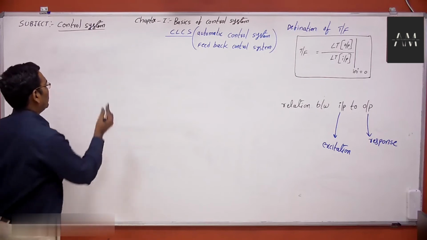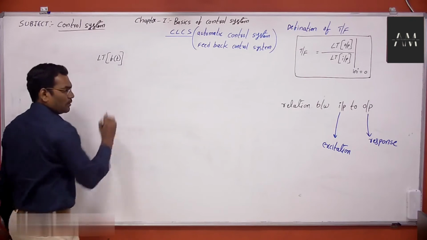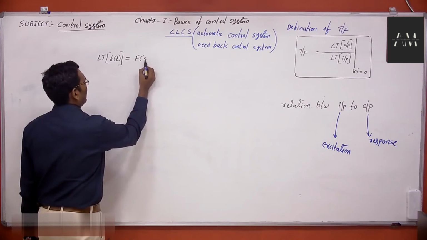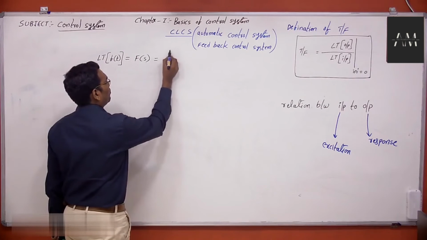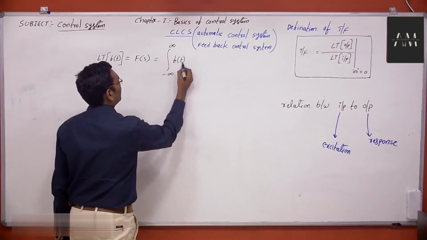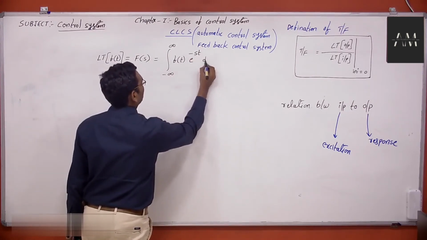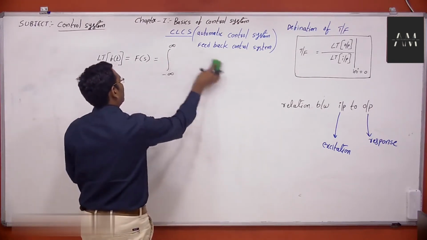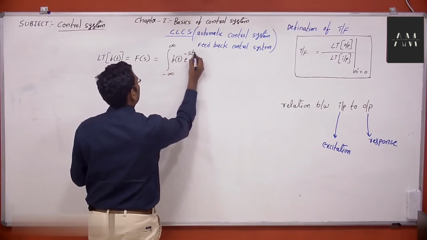What is the Laplace transformation? The Laplace transformation of f of t is equal to capital F of s, which is equal to the integral from minus infinity to infinity of f of t e power minus st into dt.